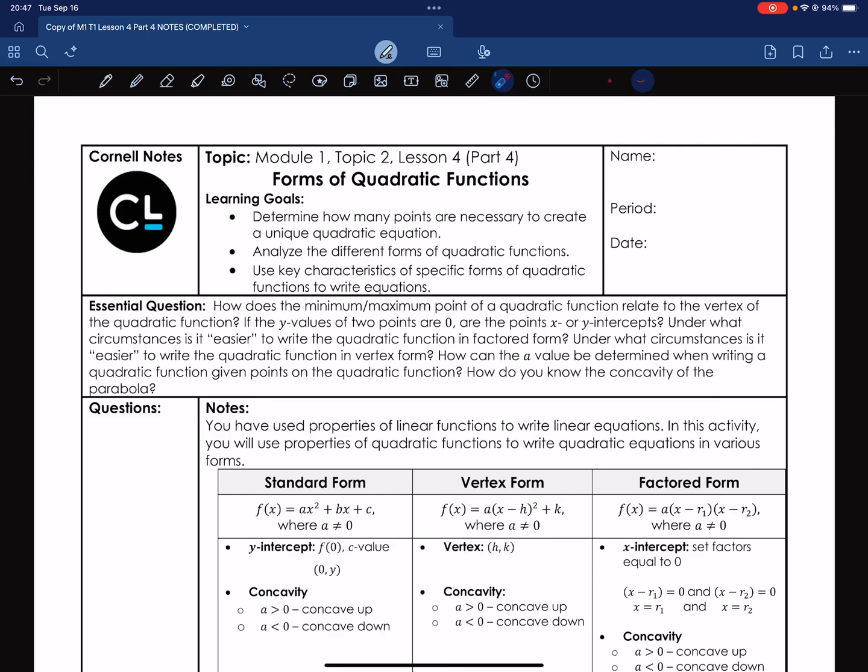In this video, we're going to talk about Module 1, Topic 2, Lesson 4, and this is Part 4. So if you need to watch a previous part, go back and watch that first. In this video, you should be able to answer the following essential questions.